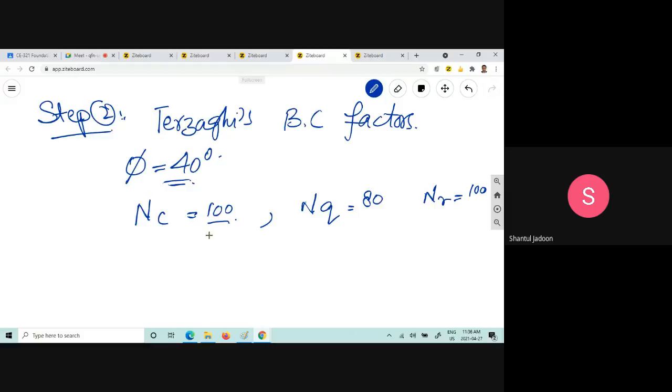Sir, NC is equal to 95.7. NQ is equal to 81.3. N gamma is equal to 100.4. Please check there that it's written that is Terzaghi's bearing capacity factors, because we are also given with the Meyerhof bearing capacity factors as well, and we are also given with the Terzaghi's bearing capacity factors as well. Okay. What else? Any other difference?